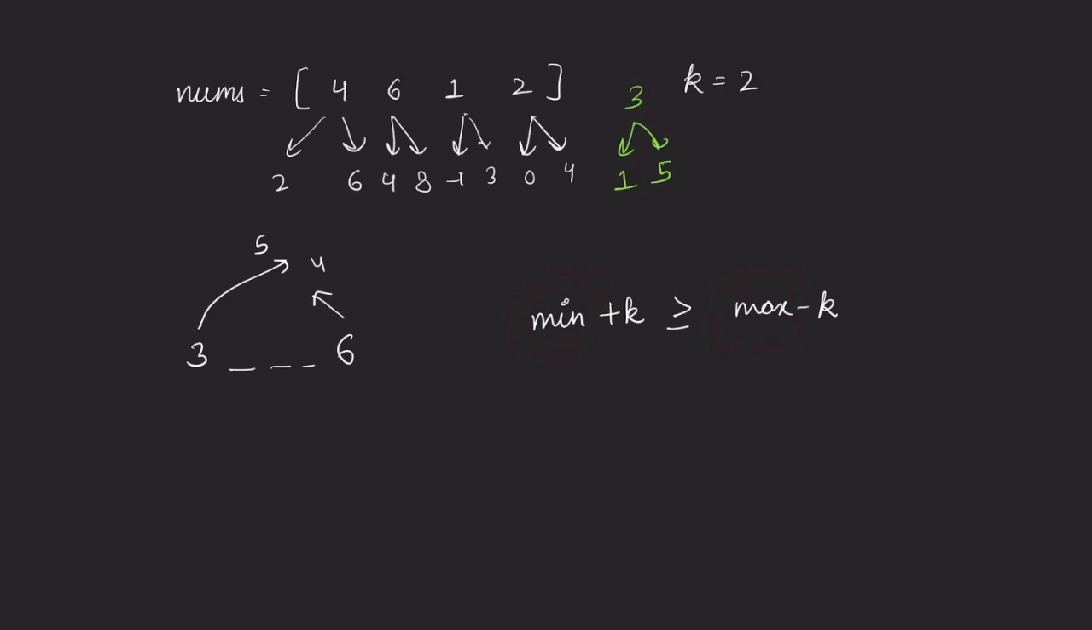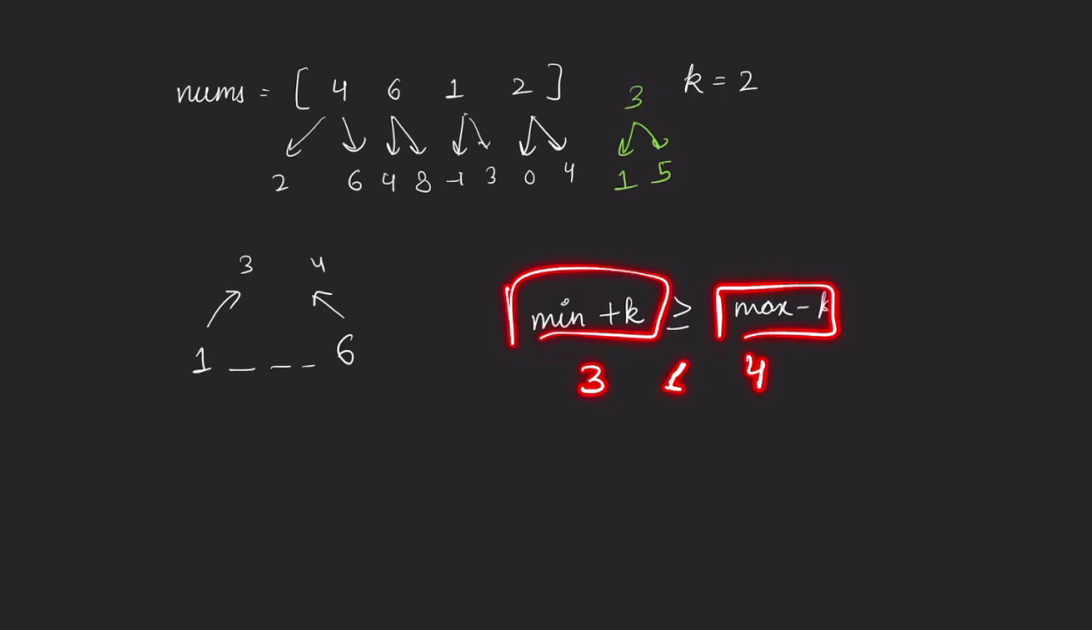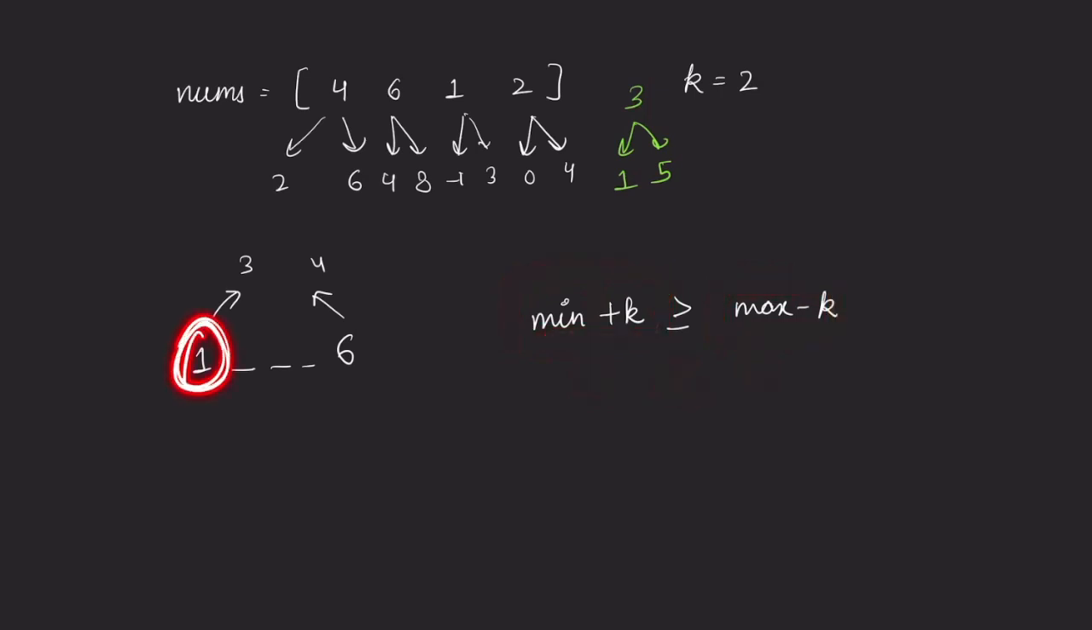But let's suppose here I consider 1. So 1 at largest can go to 3, right? Now in this case, this value is 3 and this value is 4, which is less, right? In this particular case, we can never convert this 1 to 4, or basically all the numbers in this range cannot be converted to a common number, right?